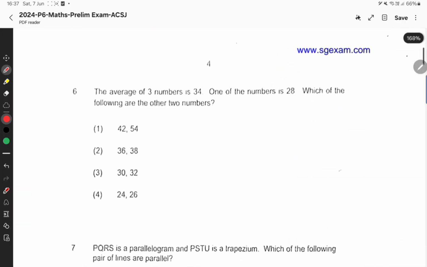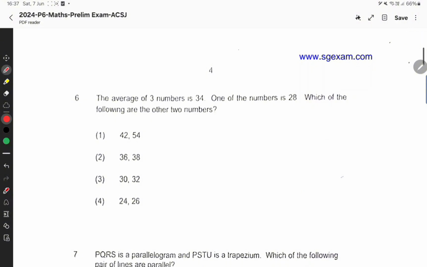Next question. The average of 3 numbers is 34. One of the numbers is 28. Which of the following are the other 2 numbers? Okay, so we know that the average of 3 numbers is 34. This is our first keyword. Average, 3 numbers, and 34.